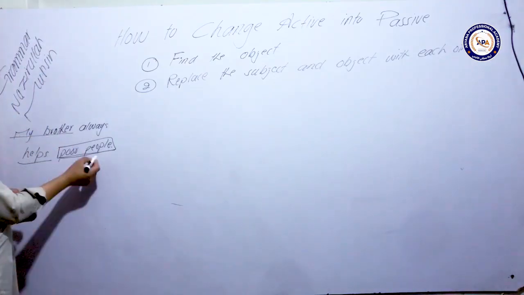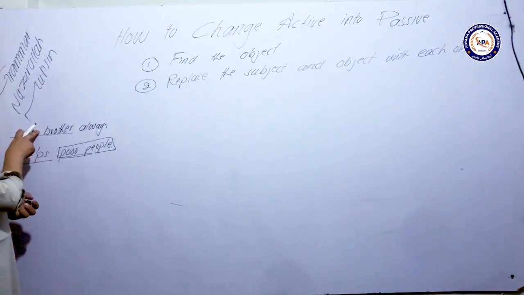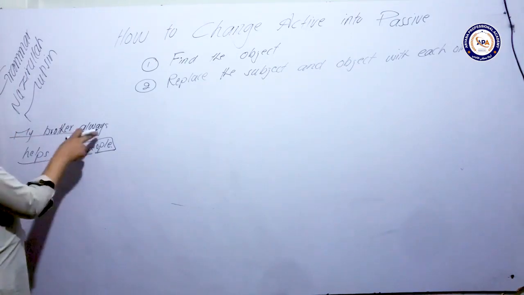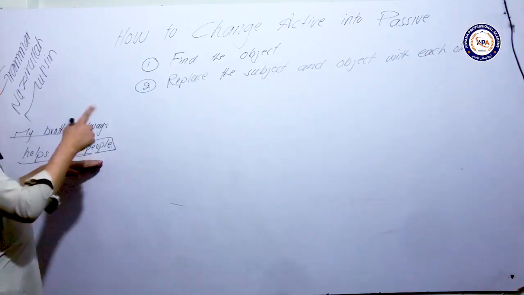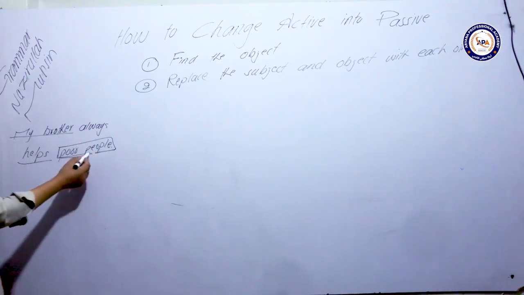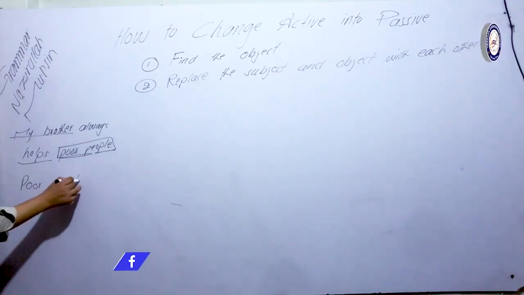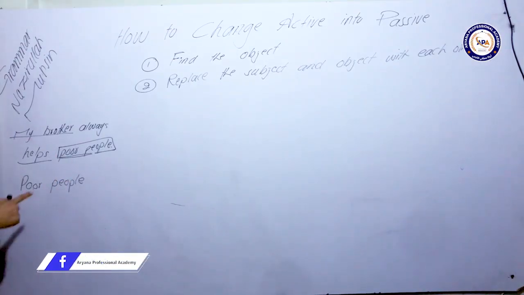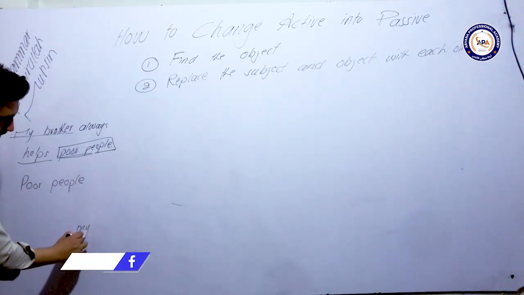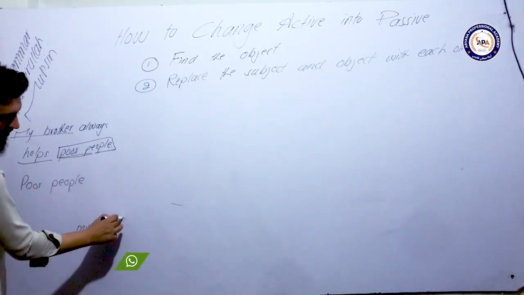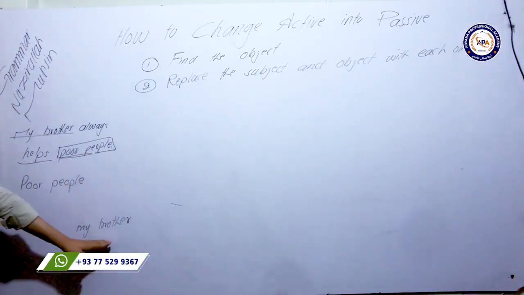The subject goes to the end position, and the object goes to the beginning of the sentence, the subject position. Right? My brother always helps poor people. Now find the object: poor people is the object. Replace the subject and object with each other. So poor people must be used at the beginning of the sentence as a subject, and my brother must be used at the end of the sentence. Poor people and my brother.